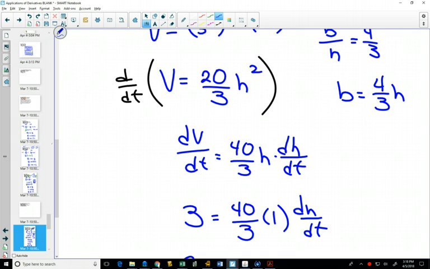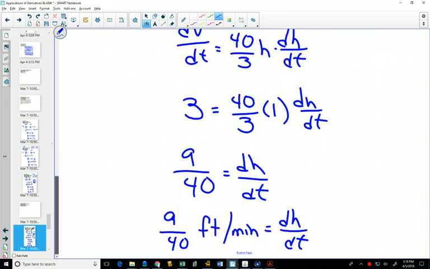If I plug in 1 right away, I can find the actual volume when the height is 1. So if I plug in 1 here, I find out that my volume is 20/3 feet cubed. But it's not telling me how fast it's rising at that point. It's just a snapshot of the volume. But now that we figured this out, we can say that 9/40ths of a foot per minute is how fast it's rising if it continued at that rate.